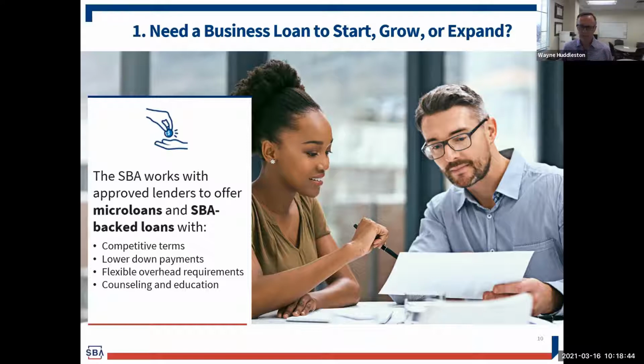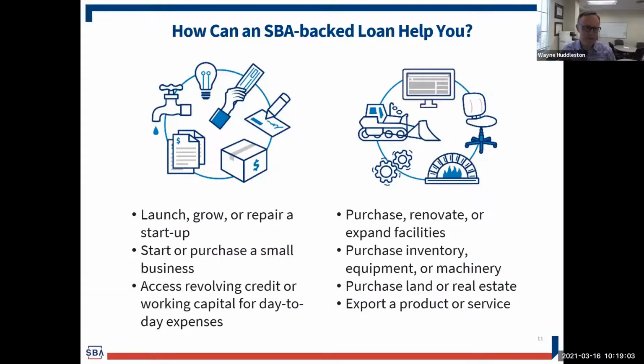And so lenders can use that guarantee in a number of different ways. We just offer that guarantee to lenders. We'll guarantee anywhere from 50%, and in some cases right now we're guaranteeing up to 100%, but usually it's up to 90% of a loan for a lender to help a business. They can be used for a bunch of different purposes. You can use it to launch your business, to purchase equipment, to purchase inventory, to renovate, to purchase land, all sorts of things an SBA-backed loan can be used for.